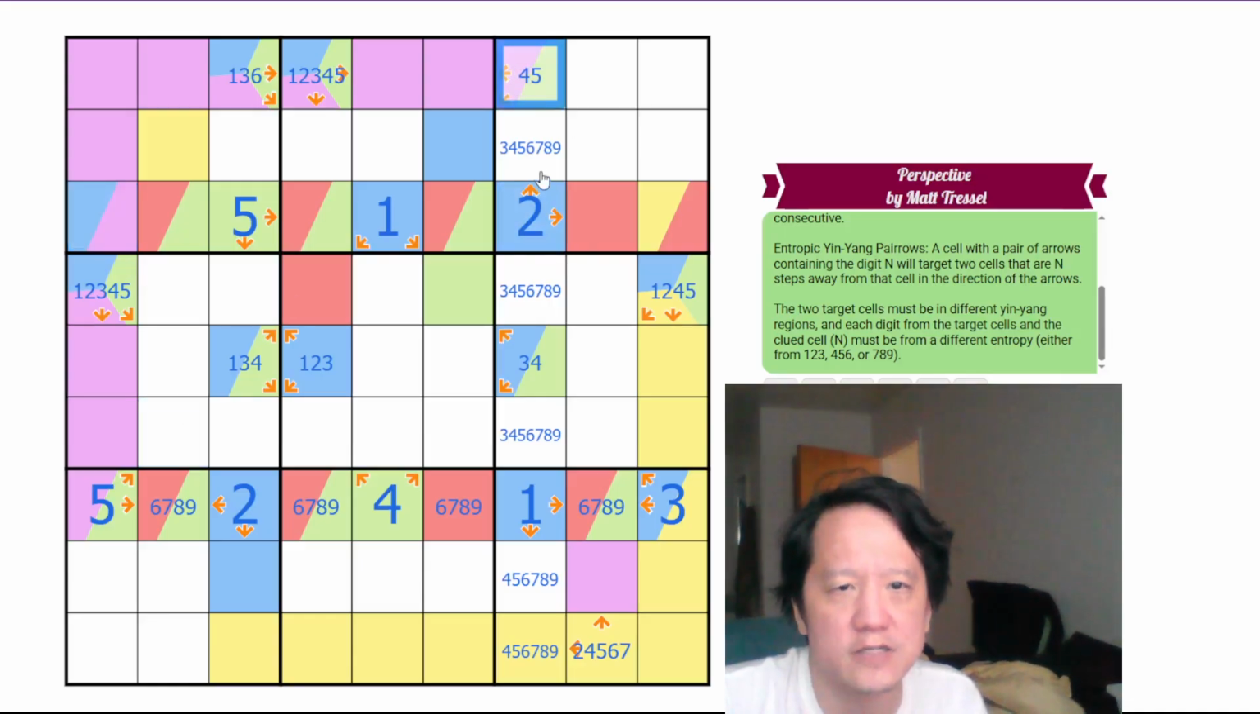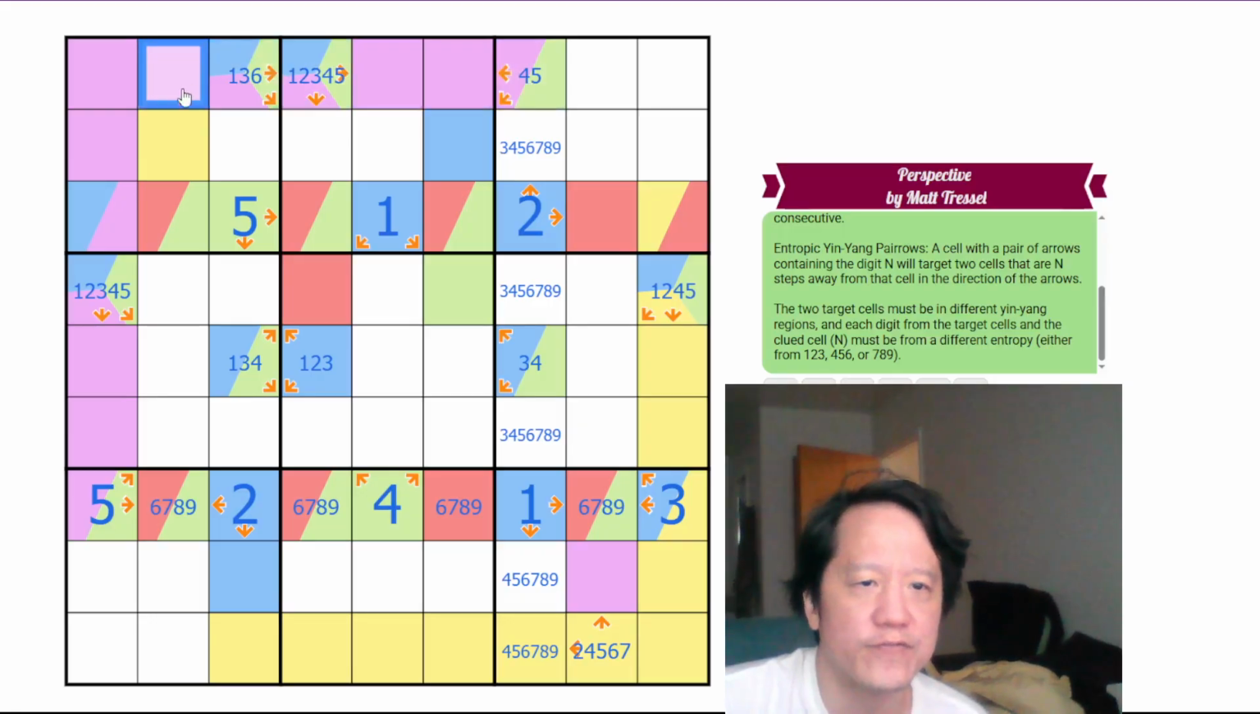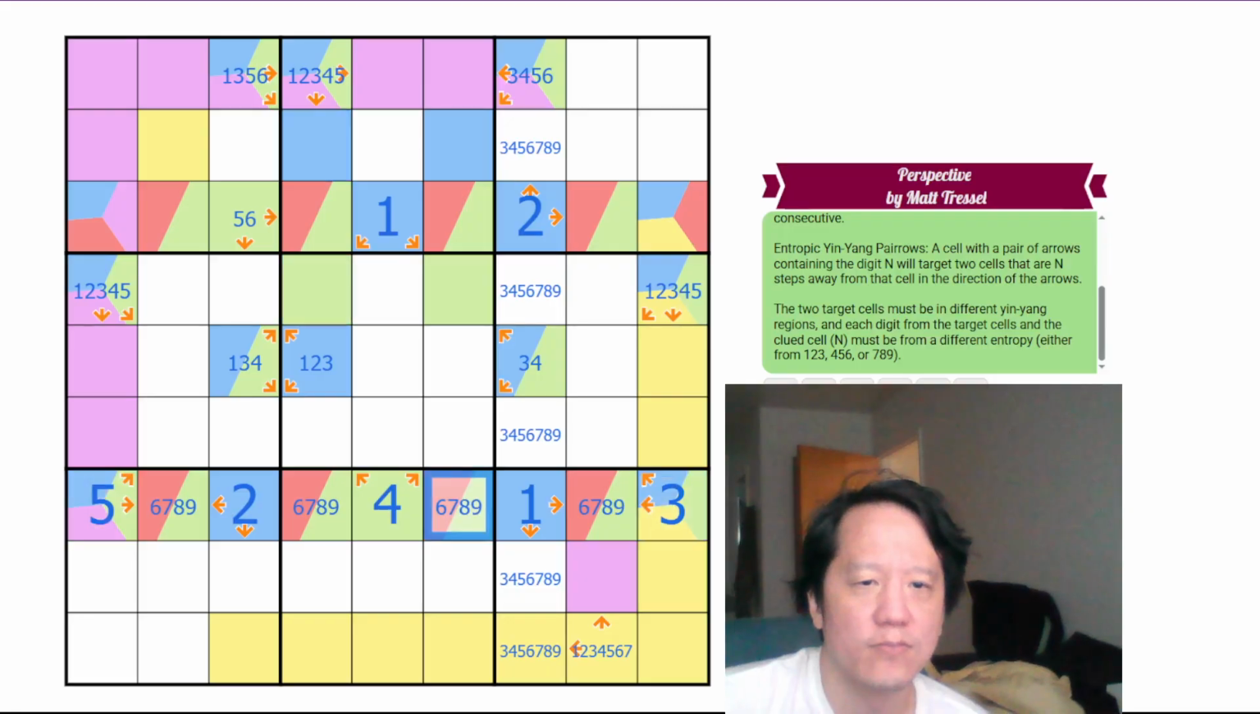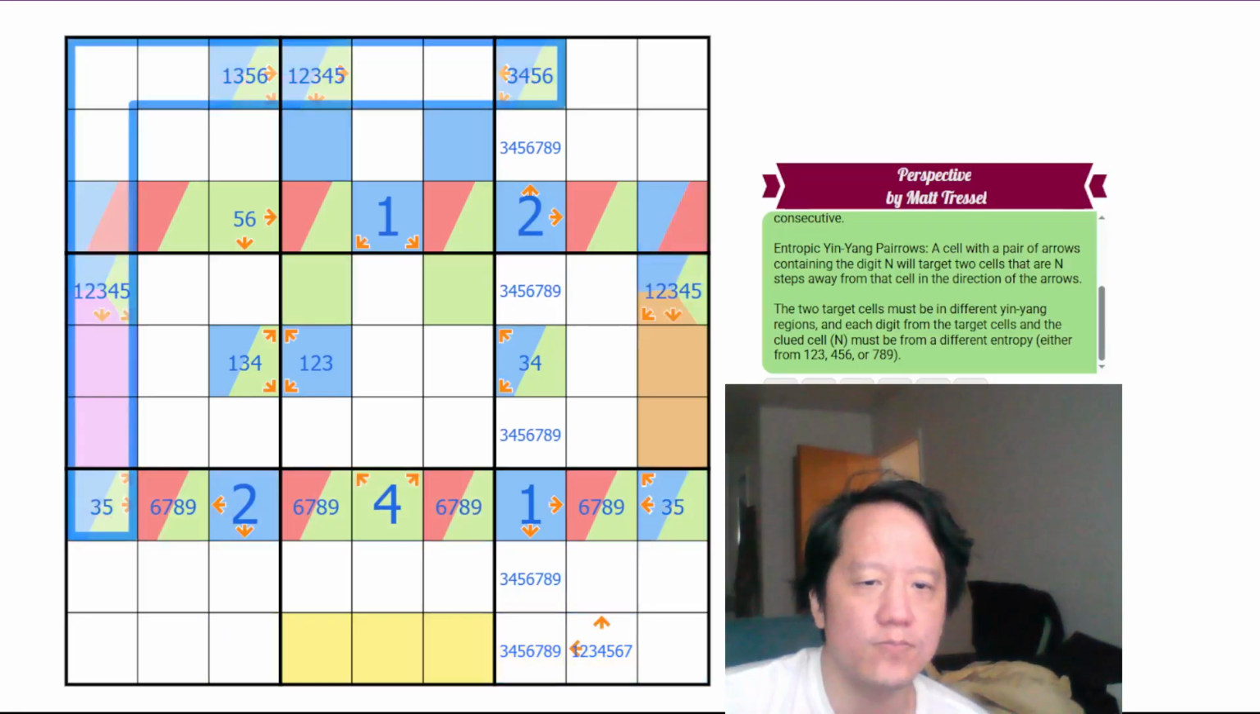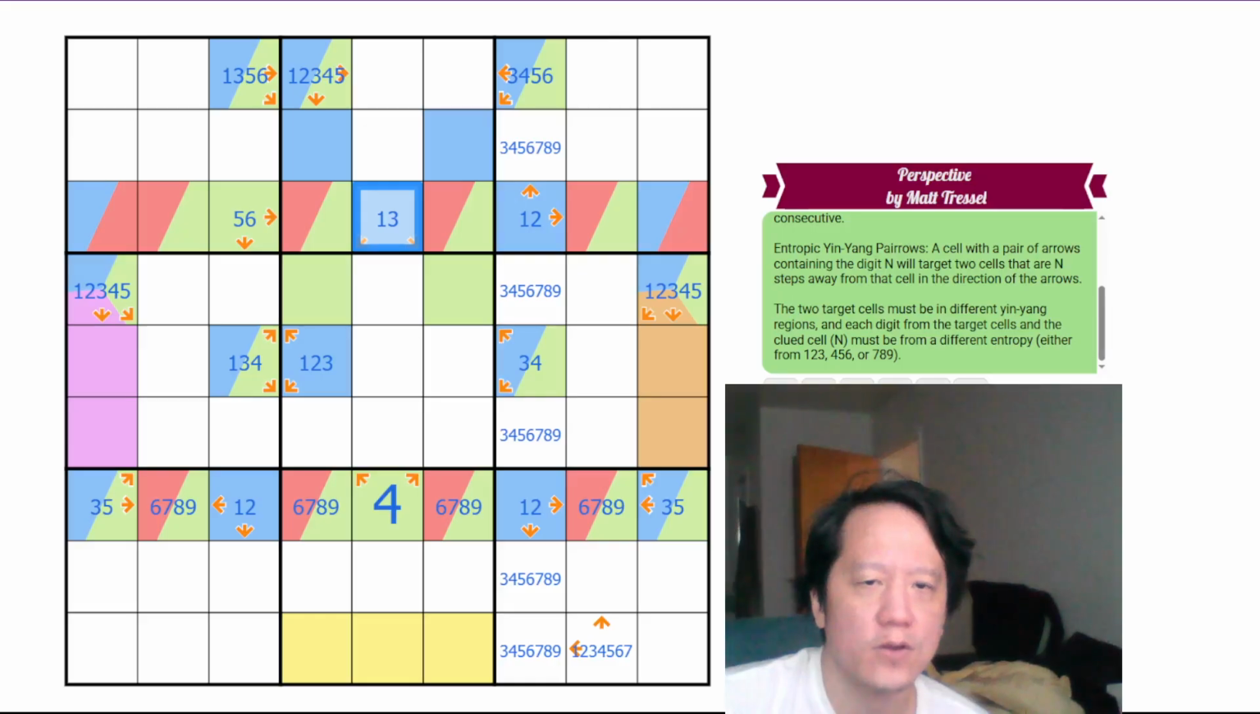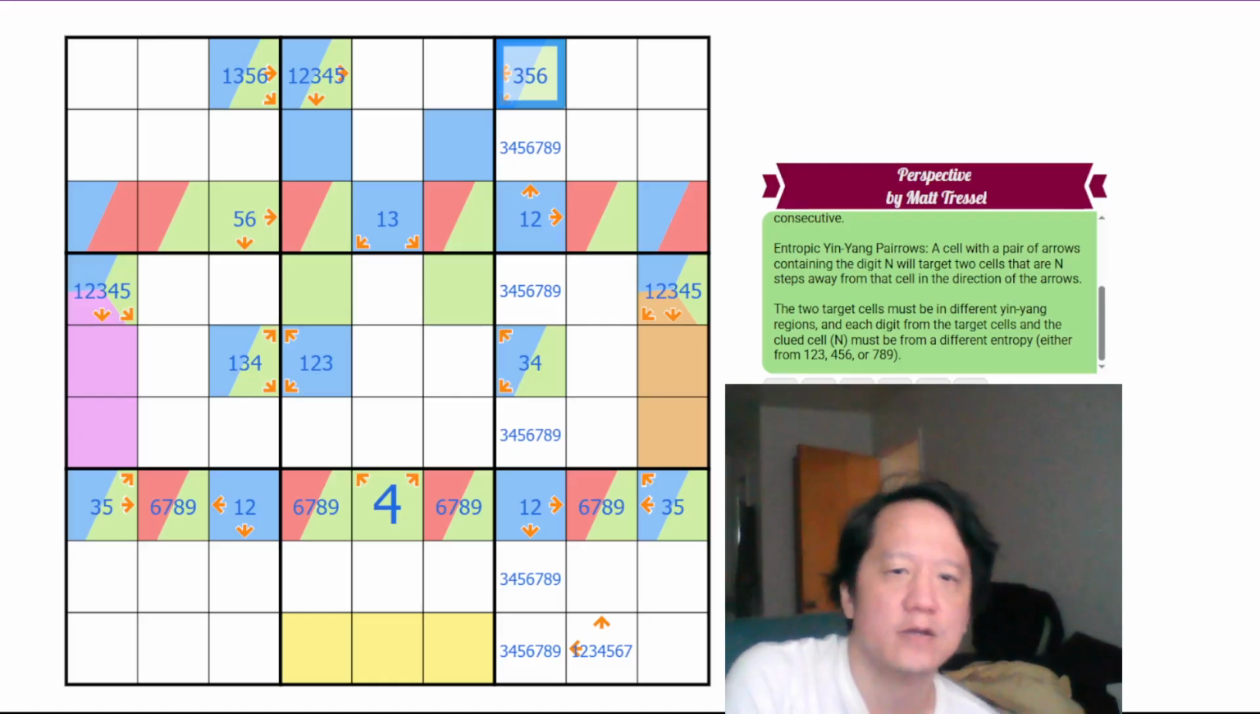So this is not 3. It's 4 or 5. 1, 2, 3, 4. Okay, well, that's one thing I didn't rule out. So this can't be 4 for the same reason this can't be 4, right? It's pointing to both of these, and neither of these could be high.